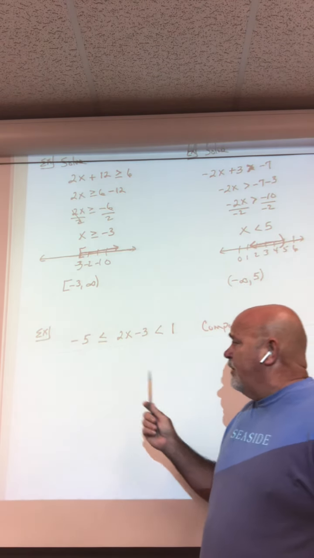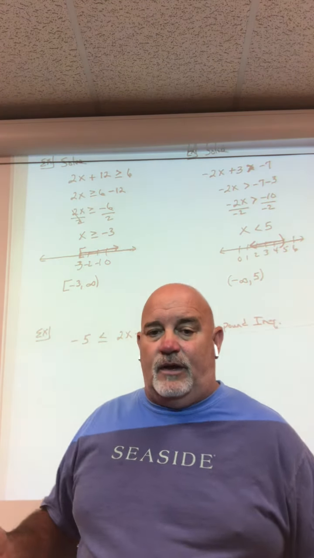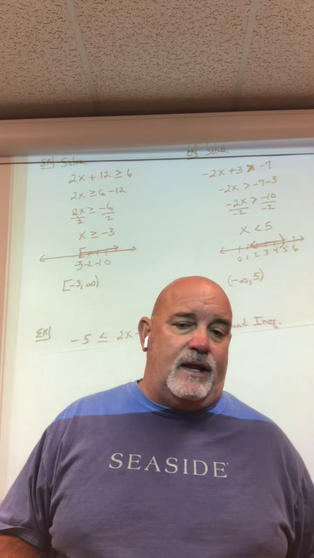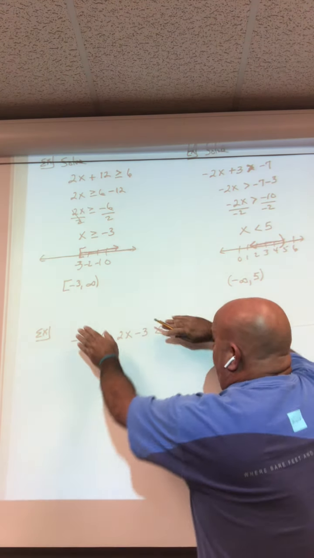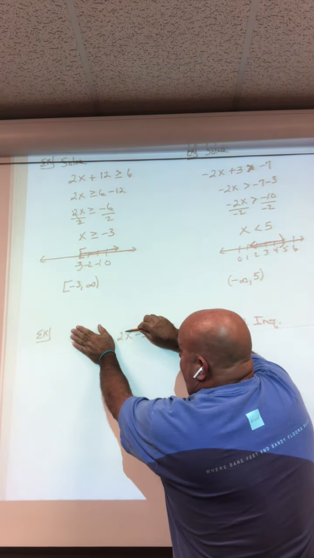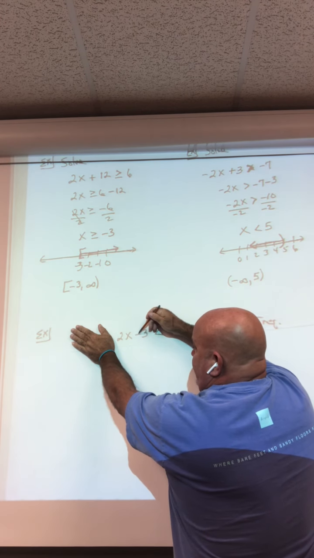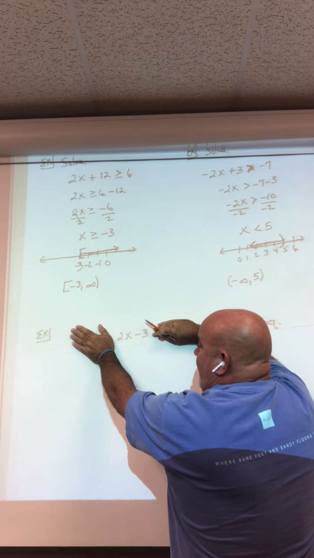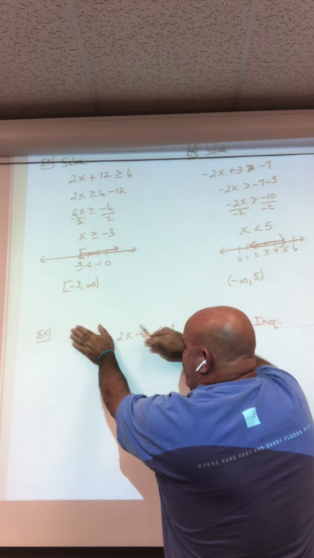Now, the goal on a compound inequality is not to get the x on the left. It's not to get the x on the right. It's to get the x by itself in the middle. So if you look at the middle here, is the x by itself? Well, no, it's not. So what I've got to do first is get rid of the subtracting 3. How do you get rid of the subtracting 3? By adding 3 to both sides.